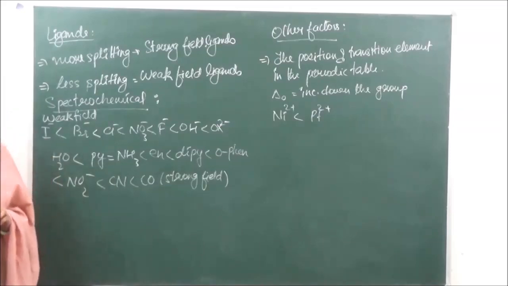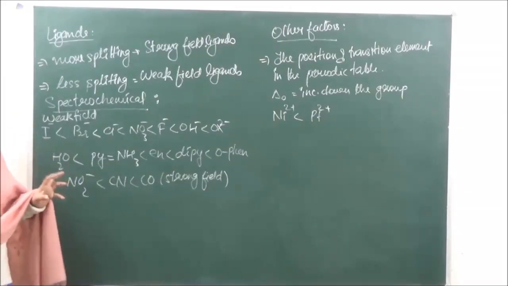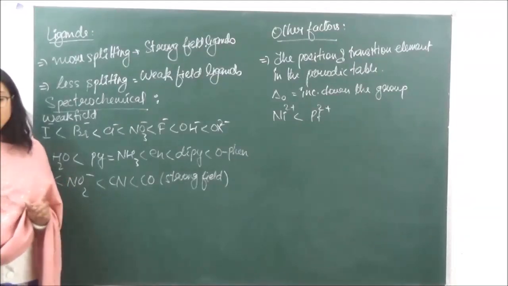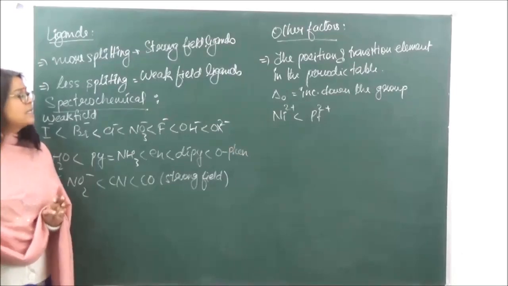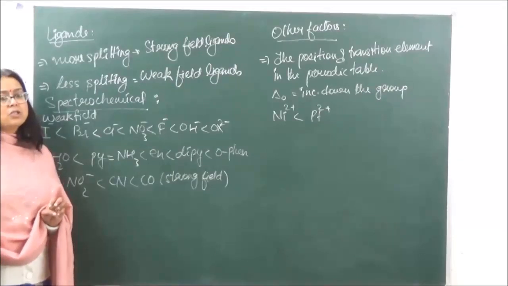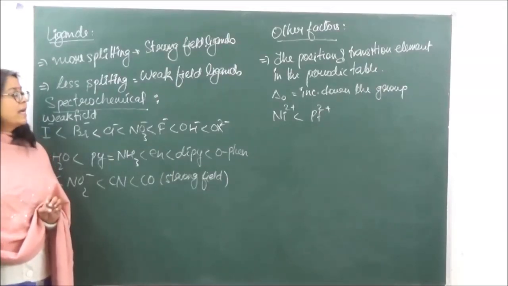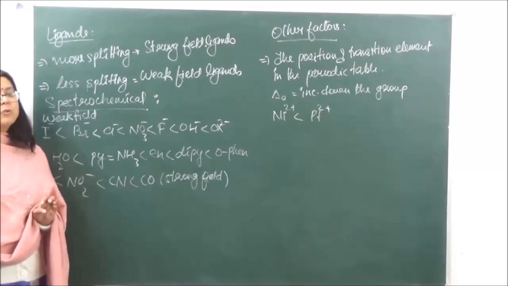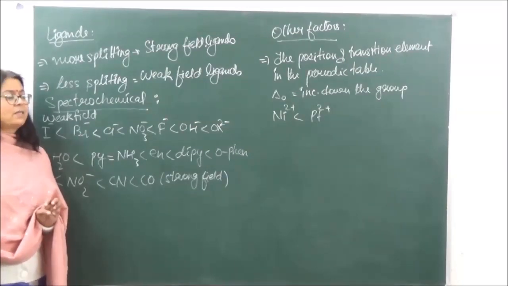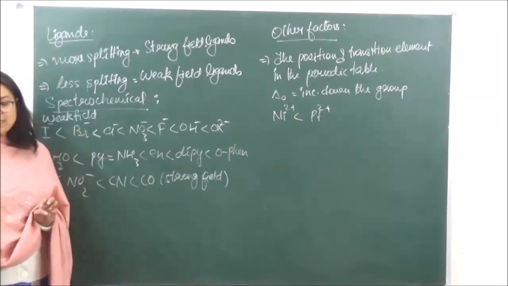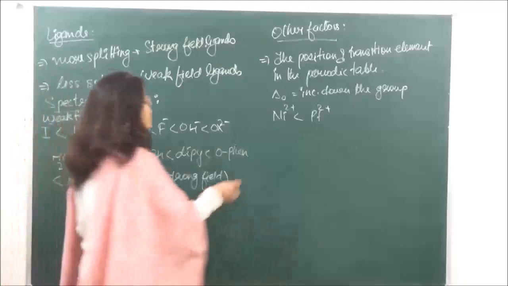In fact, there's a number which is given to us when we're going down the group. It is seen that for the second transition series, the crystal field splitting is almost 50% more than the first transition series. So between nickel and platinum there's going to be a difference of 50%. And the third transition series is about 25% higher than the second transition series. Is it clear?